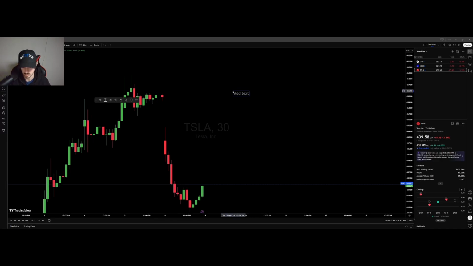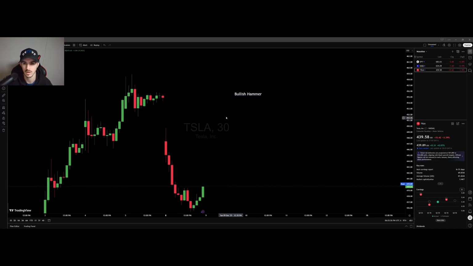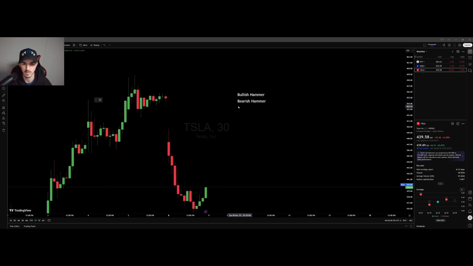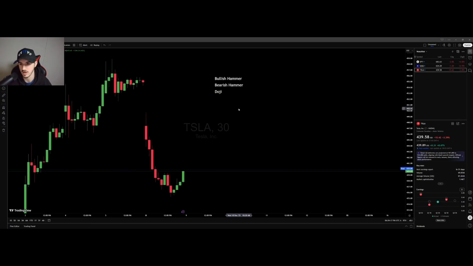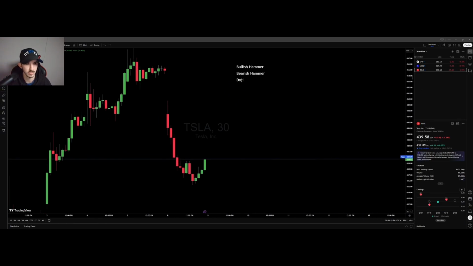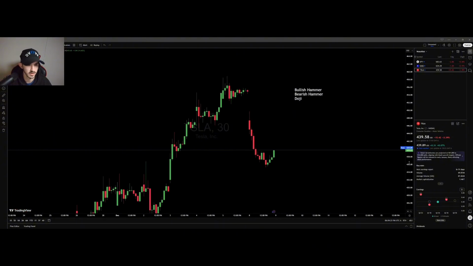I'll type it out real quick. So first you're going to have your bullish hammer, and then you're going to have your bearish hammer here. And then we're going to have your doji. Now, these are the three candle types I'm looking for to potentially take a trade. So right now, we're going to try to find at least one example of each, show you guys what they are, what they look like, and why they work.